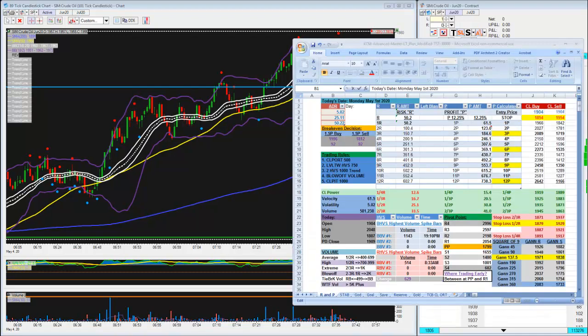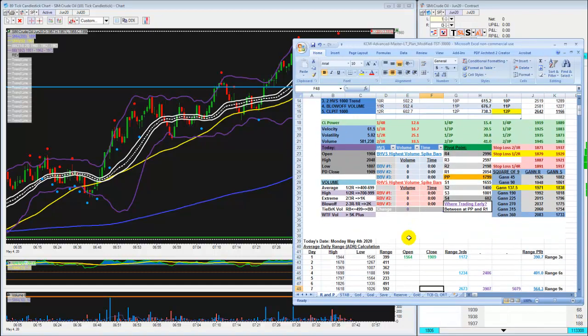All right, today's Monday, May 4th. Just updating the spreadsheet. Trading pivot point, was trading pivot point S1 early, now we're trading currently pivot point R1, pivot point S1 right now.